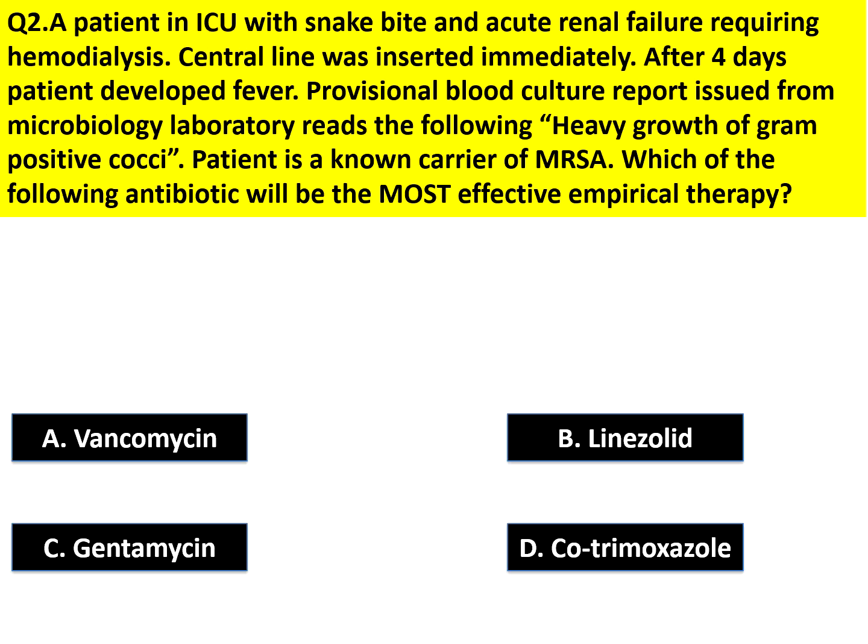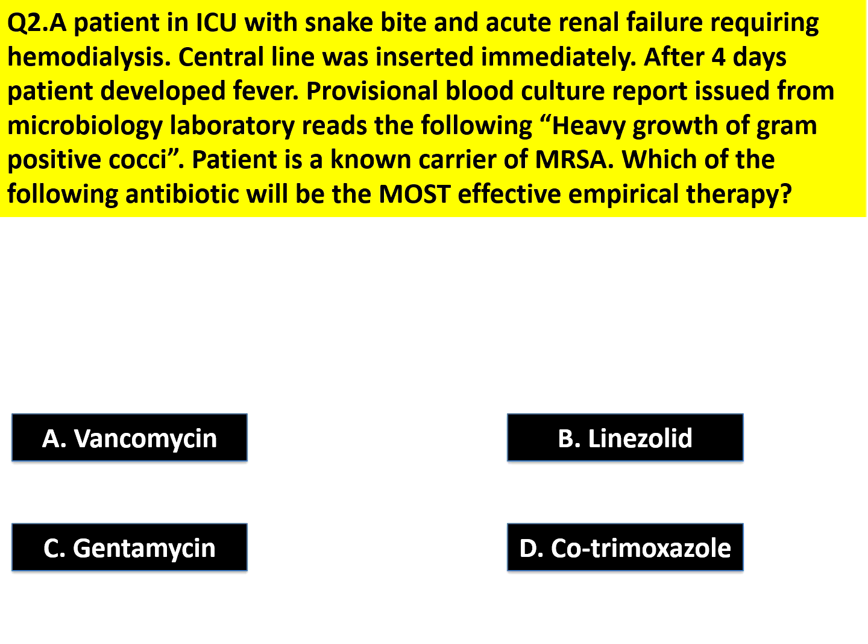Question number 2. A patient in ICU with snake bite and acute renal failure requiring hemodialysis. Central line was inserted immediately. After 4 days, the patient developed fever. The provisional blood culture report issued from the microbiology laboratory reads: heavy growth of gram-positive cocci. The patient is a known carrier of MRSA. Which of the following antibiotics will be the most effective empirical therapy?